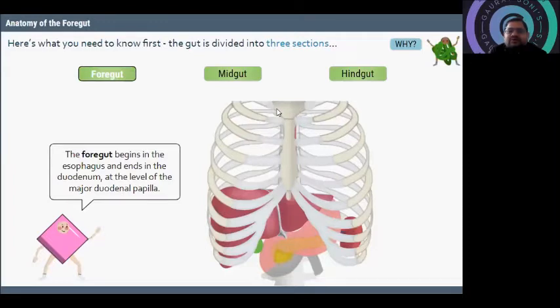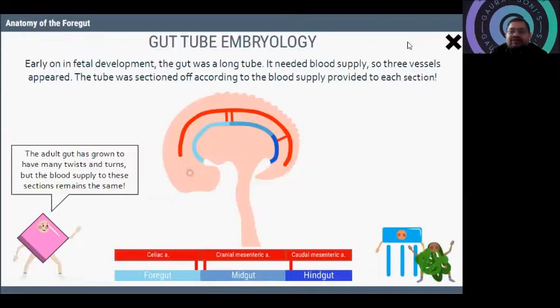Good morning. Today we are going to talk about the anatomy of the foregut. First of all, we should know what the gut is. As we know, the gut is divided into three parts: foregut, midgut, and hindgut. And this is actually dependent on embryological development.